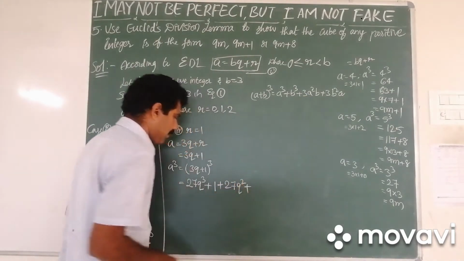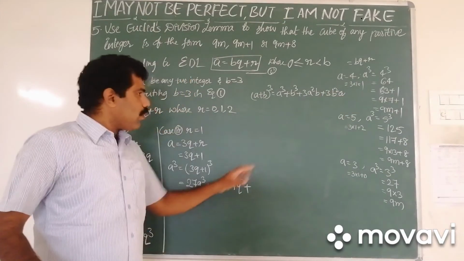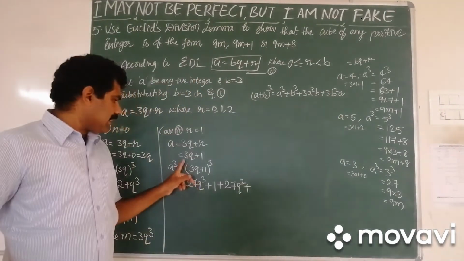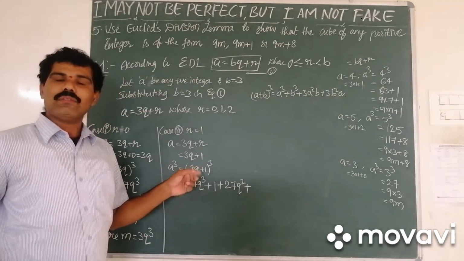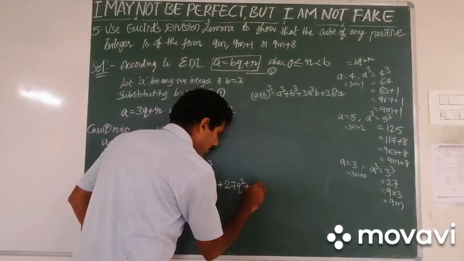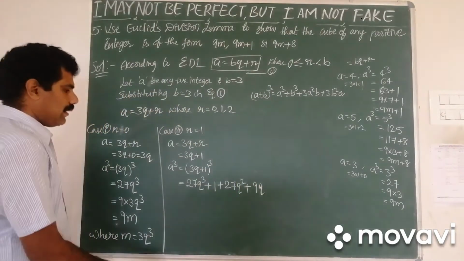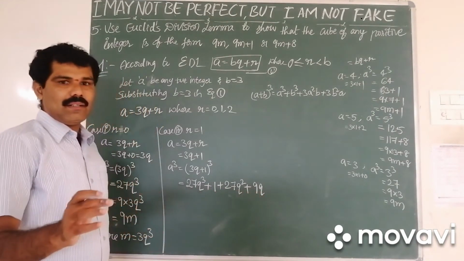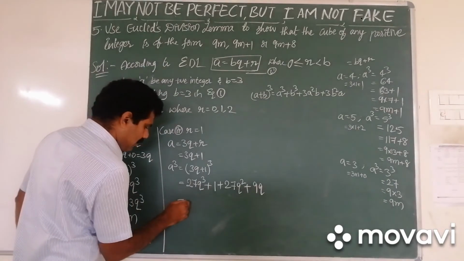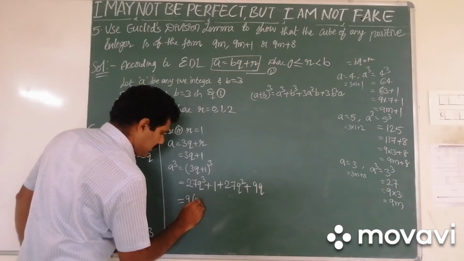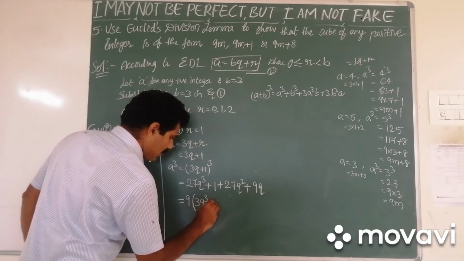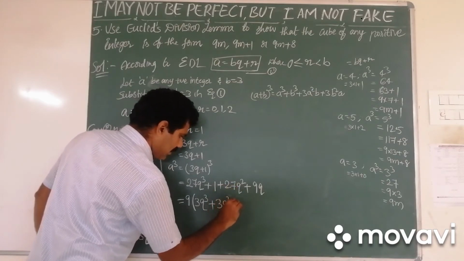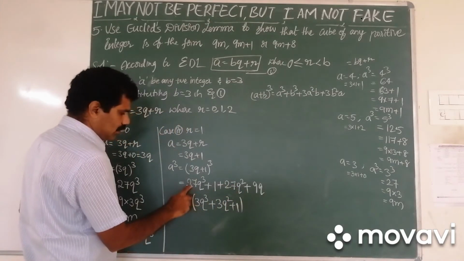27q square plus, now 3b square a. What is b square? b square is 1. So 1 into 3, 3. 3 into a. What is a? 3q. So 3 into 3q is nothing but 9q. So how to write this then? In these 3 terms, 9 is a common factor. So I will be taking 9 out. 9 threes are 27q cube plus, here also I will write the same, 3q square plus 1.